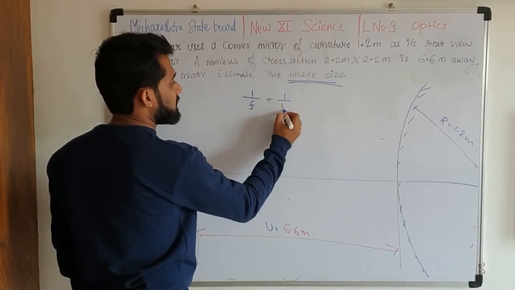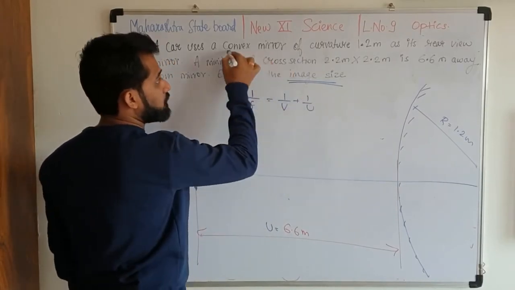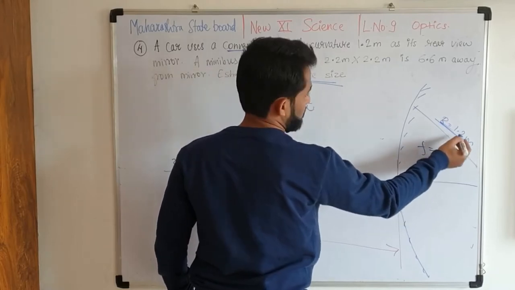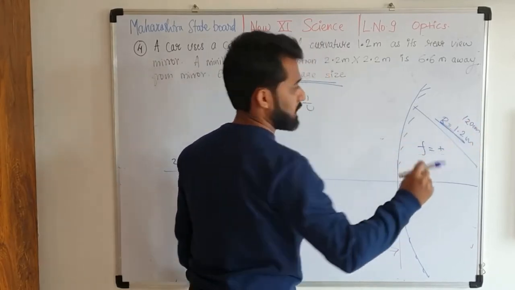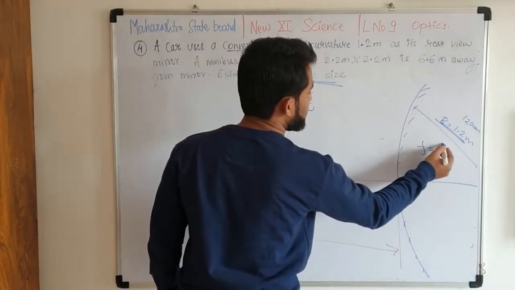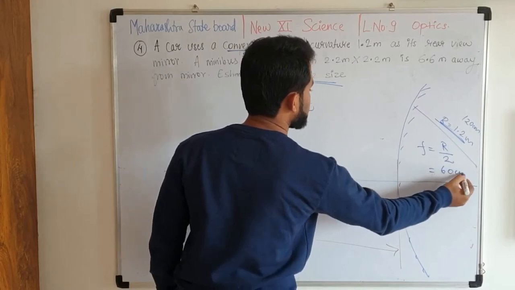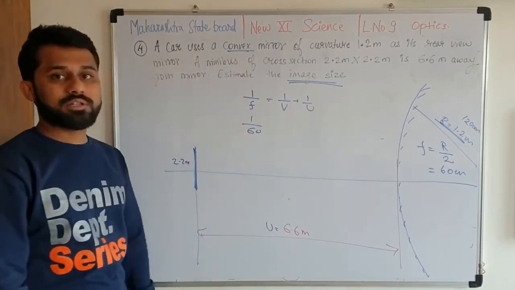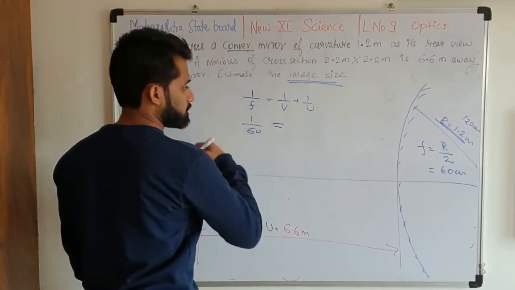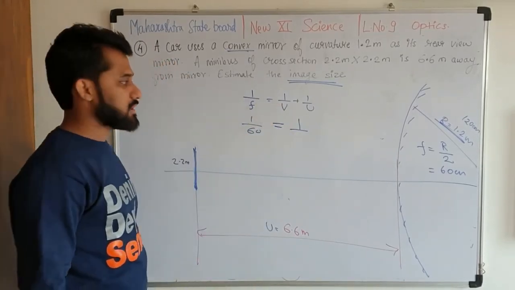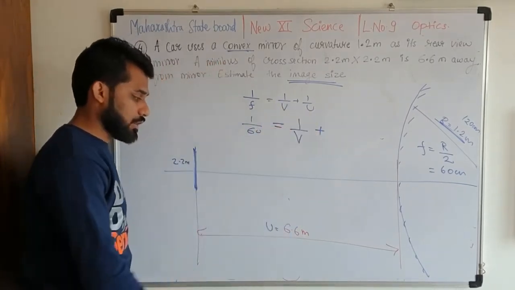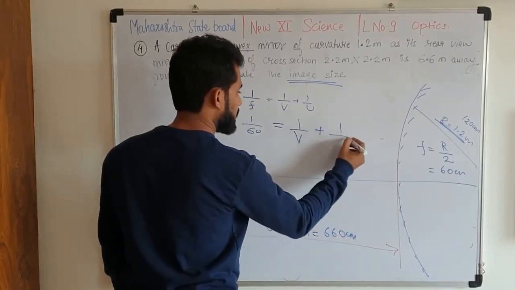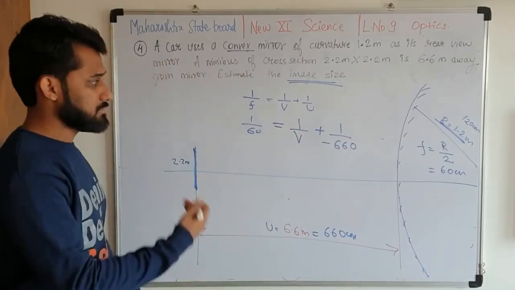Mirror equation, 1 by F is 1 by V plus 1 by U. For convex mirror, radius of curvature is positive, it is on the right side. So focal length is plus 1.2 meters, means 120 centimeters. 1.2 meters is 120 centimeters and focal length is radius of curvature by 2, that will be 60 centimeters. So F is 1 by 60 positive, since it is a convex mirror, radius of curvature is positive as well as focal length is positive. So 1 by 60 is equal to 1 by V, that is the image position, which we don't know right now, plus object position. Object is at 6.6 meters. 6.6 meters is 660 centimeters. So 1 upon 660, but it will be negative because it is on the left side.